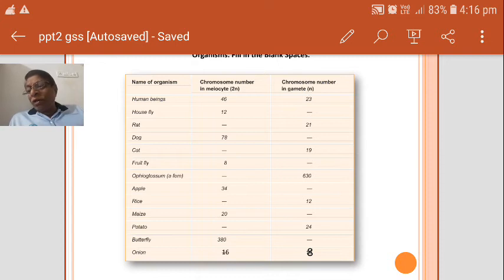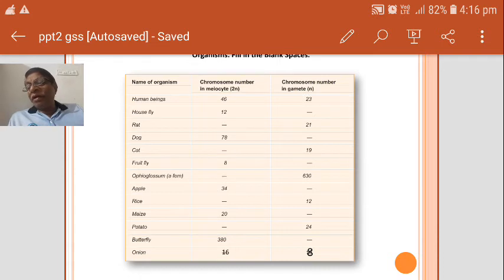How many chromosomes are there in the dog? Each meiocyte or diploid cell contains 78 chromosomes. In dog, 2n equals 78. The gametic number is 39.